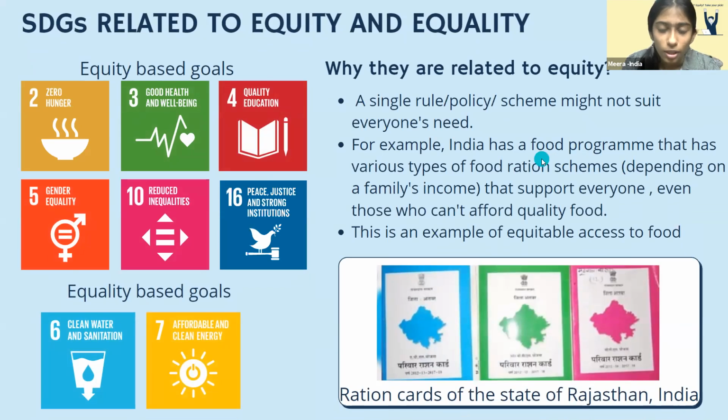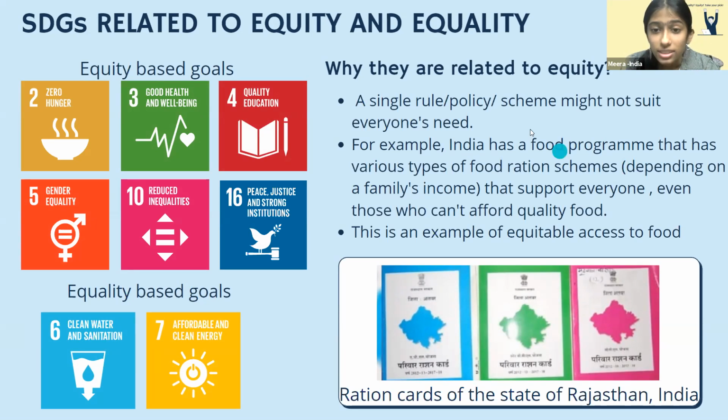Now, equity and equality are both directed towards promoting fairness of treatment among people, though the modus operandi they follow are different. Let us look at the SDGs which are related to equity. They are SDG 2, Zero Hunger, SDG 3, Good Health and Well-being, SDG 4, Quality Education, SDG 5, Gender Equality, SDG 10, Reduce Inequalities, and SDG 16, which is peace, justice, and strong institutions. Why are these SDGs related to equity?